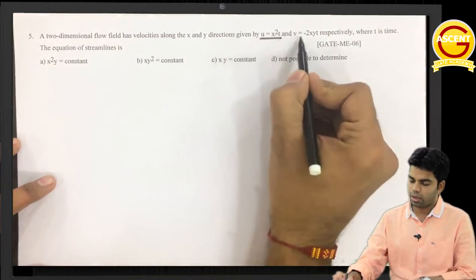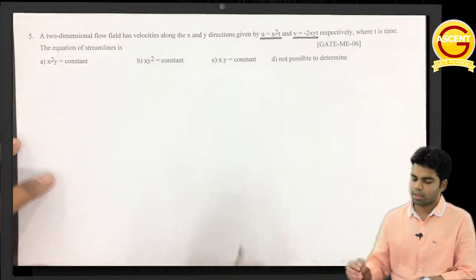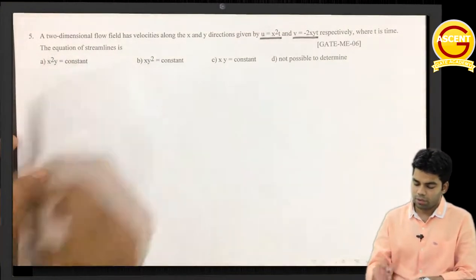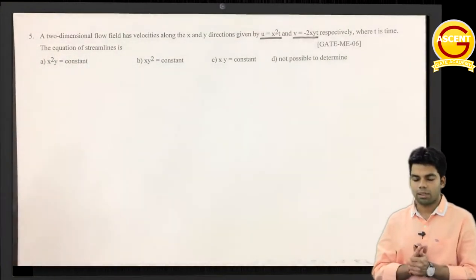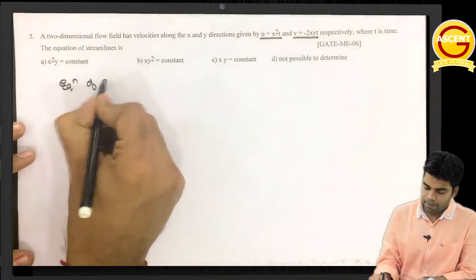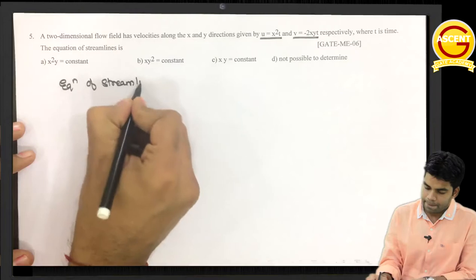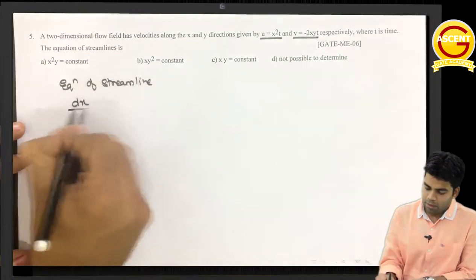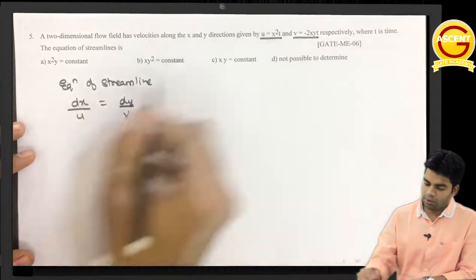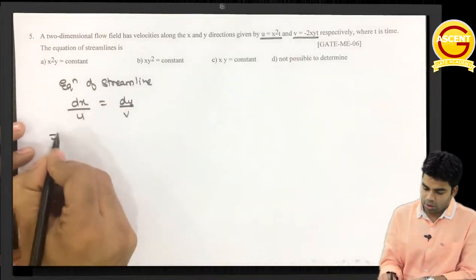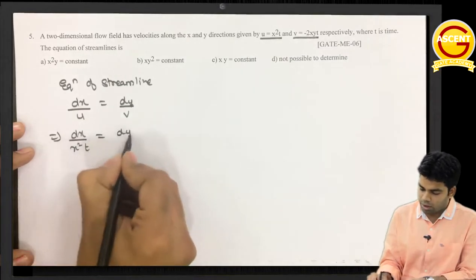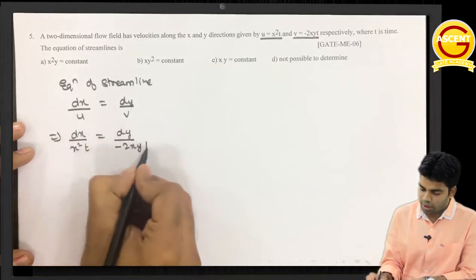Next question, a two-dimensional flow field has velocities along x and y direction given by u is equal to x square t and v is equal to minus 2 xy t respectively, where t is time. The equation of streamline is, okay, so we have to determine the equation of streamline. So I have told you the formula. How to determine? dx by u is equal to dy by v. Now here u and v are given, so this can be written as what?